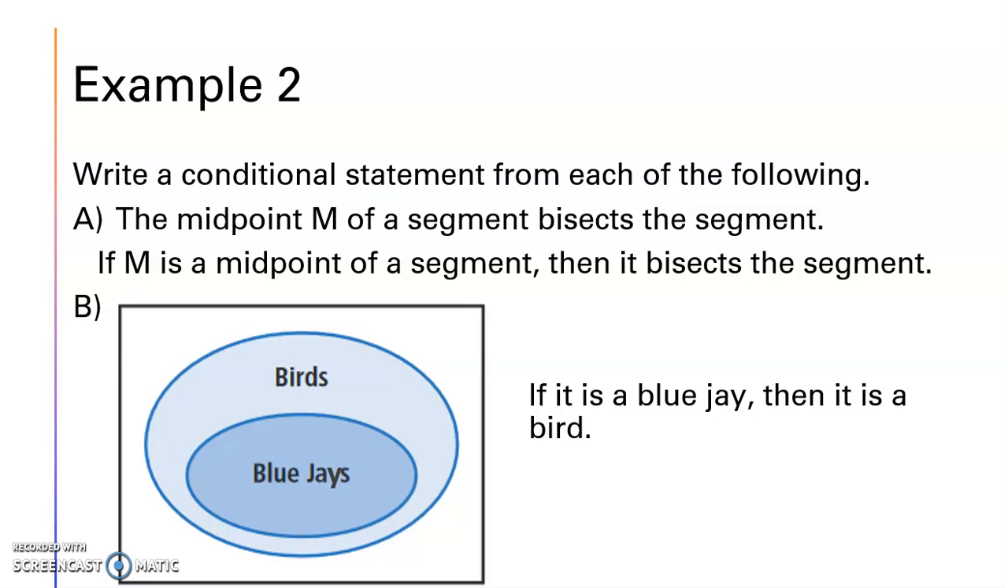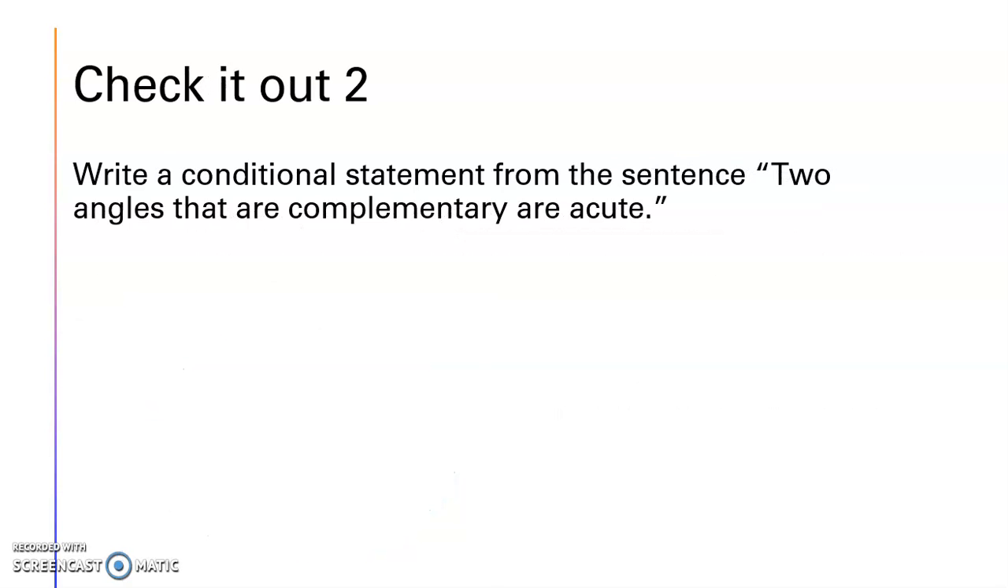Okay, so there's one more check it out question for you. Okay, so this is also going to go on your Google Doc for your classwork. Check it out. Number 2 says, write a conditional statement from the sentence, 2 angles that are complementary are acute. So pause the video, add that onto your Google Doc, and then press play to see what's next.